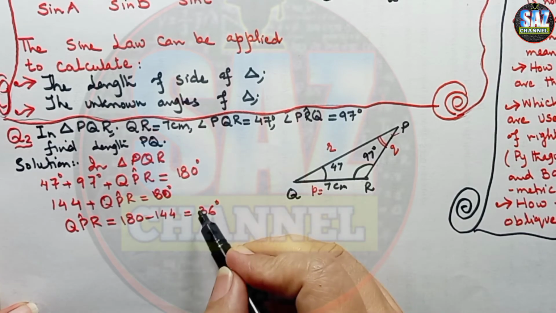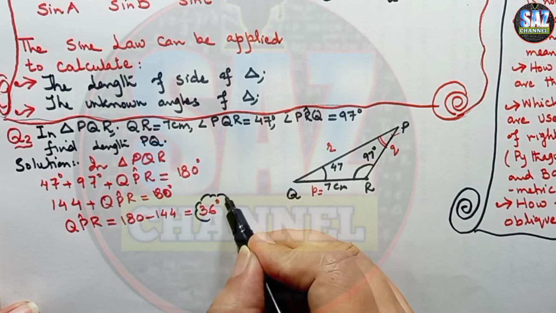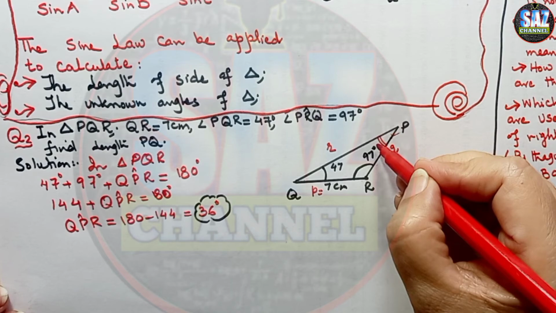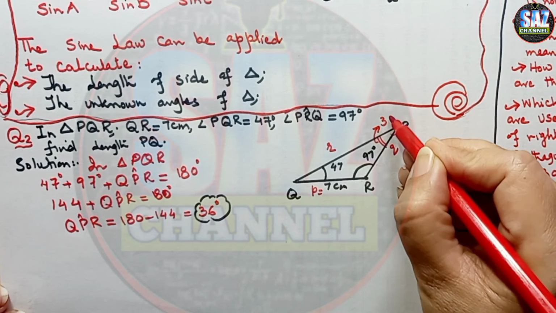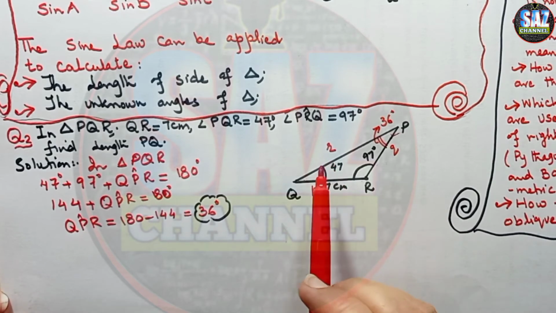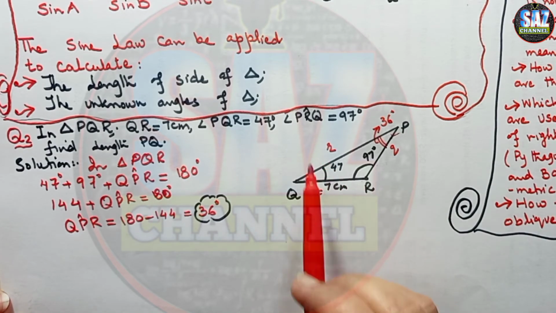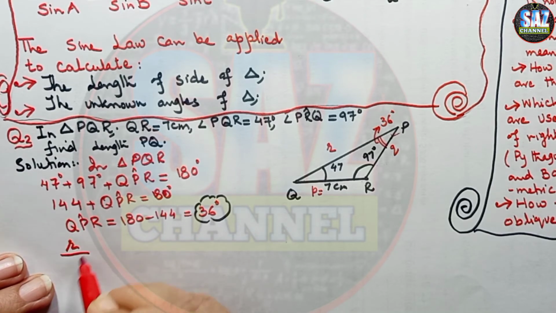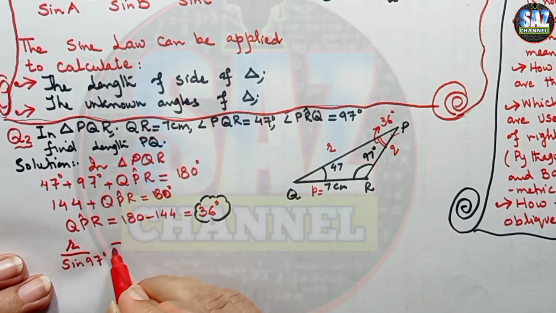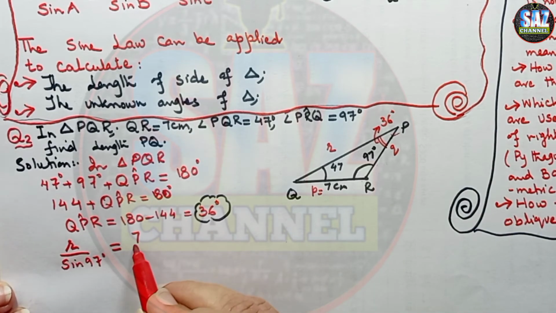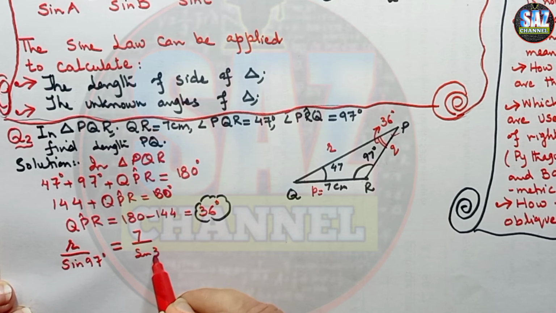And now according to the sine law, I have the angle in front of side p. This is 36 degrees. Okay, let me mark it here. Then I need to find the value of length r, which is PQ. According to the sine law, r upon sine 97 degrees equals 7 upon sine 36 degrees.